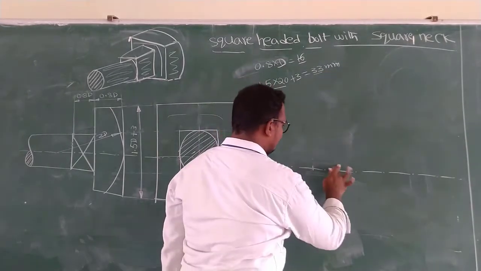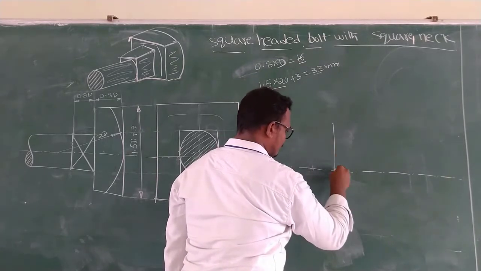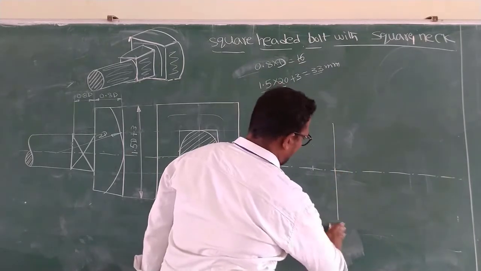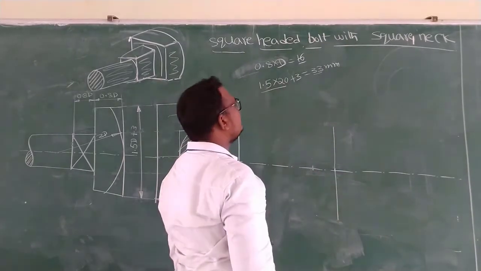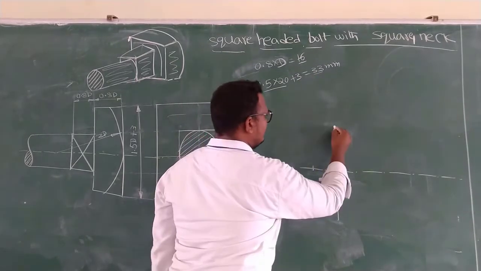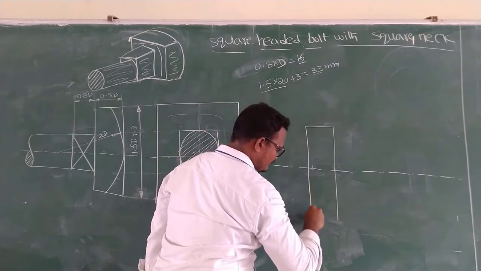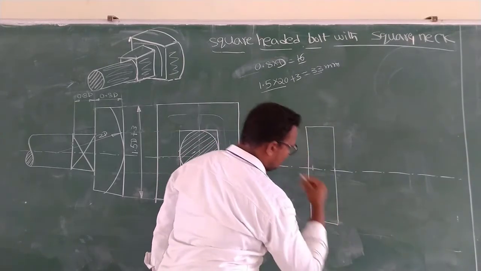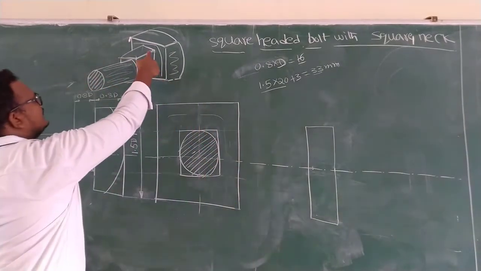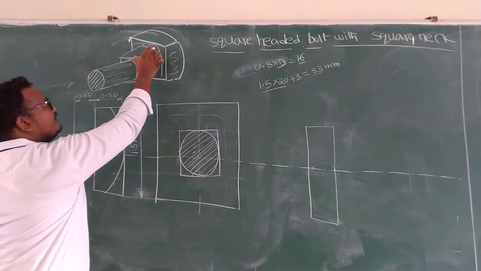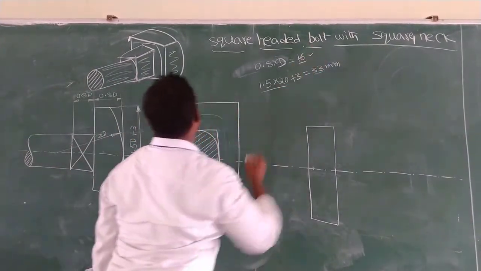So here to here 33 mm. So width how much? 16 mm. This is the head, and then if you want to draw the neck, this neck width is 0.8 d only. That is nothing but 16 mm only.